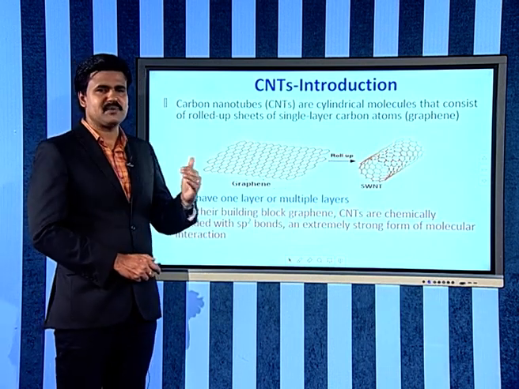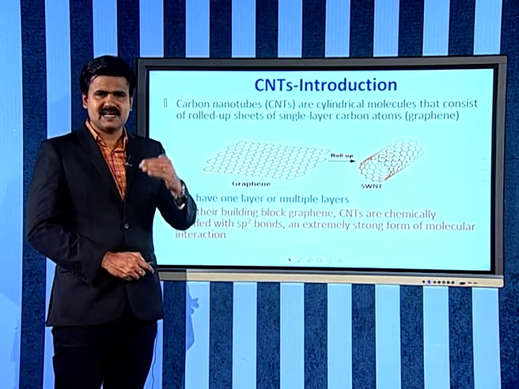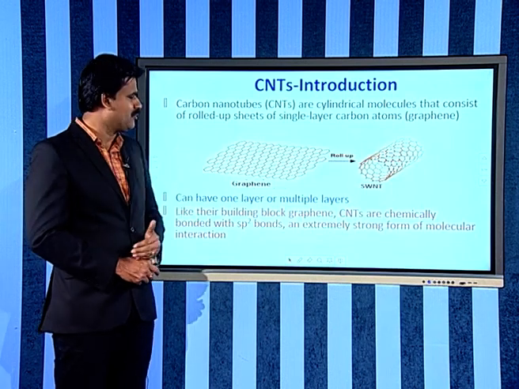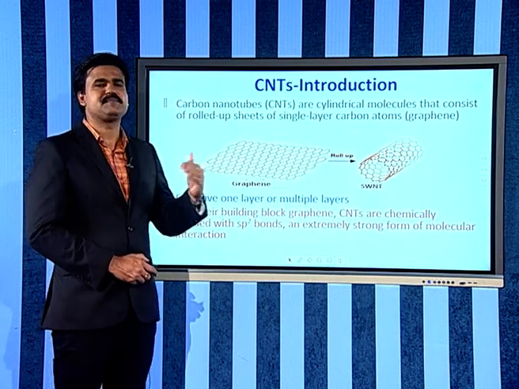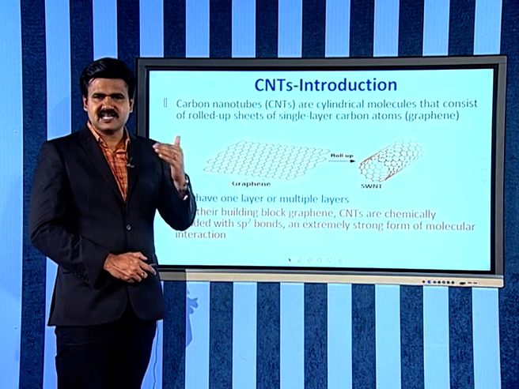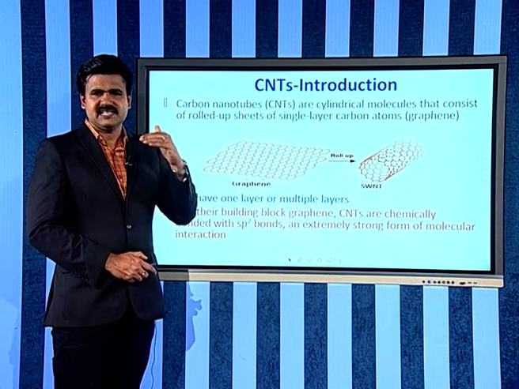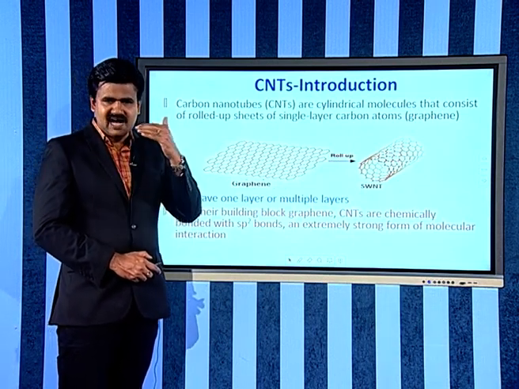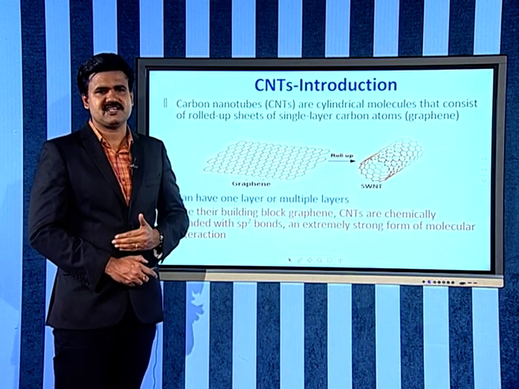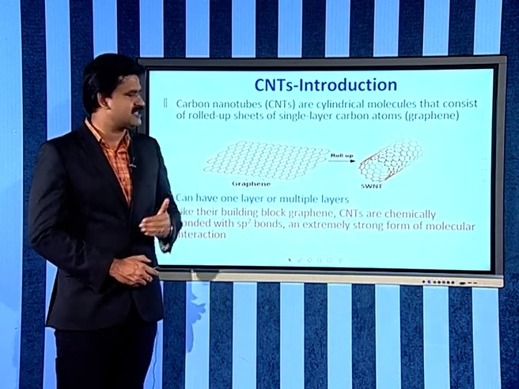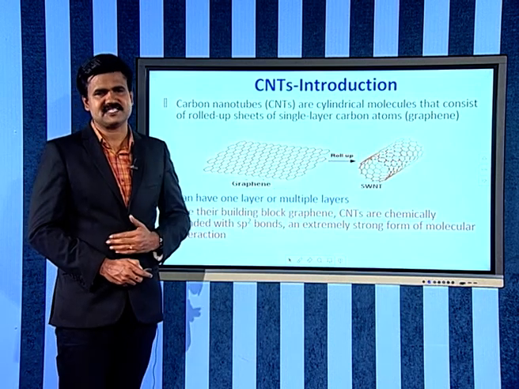Like their building block graphene, carbon nanotubes are chemically bonded with sp2 bonds. Extremely short, extremely strong, a high force of attraction is created from this sp2 hybridization.